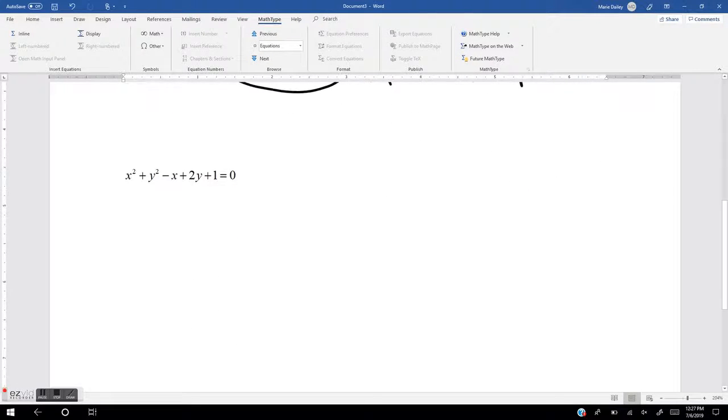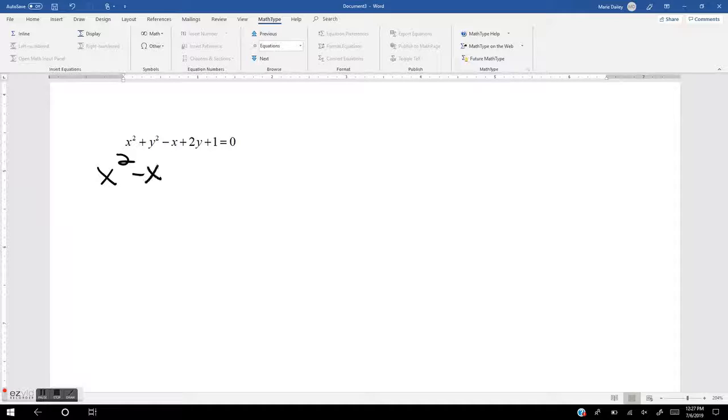So let's take a look at this example. I have x squared plus y squared minus x plus 2y plus 1 equals 0. As we can see, we are clearly not in standard form. We begin by grouping all of our terms that contain x together and all of our y terms together. Then we move that positive 1 over to the other side by subtracting the 1.